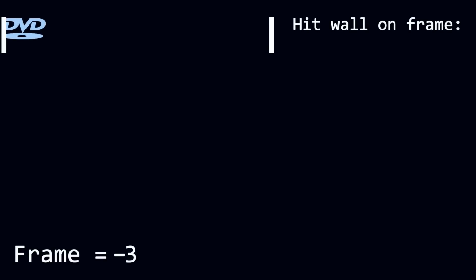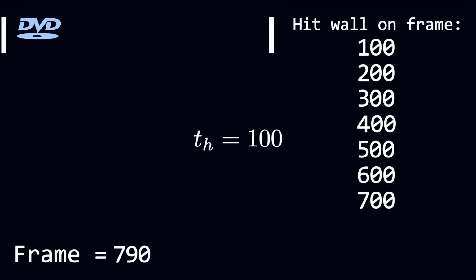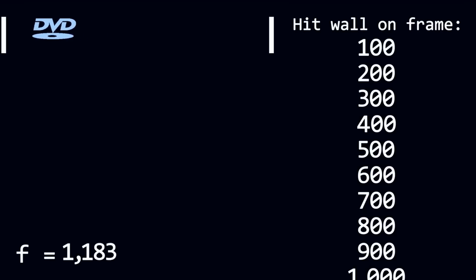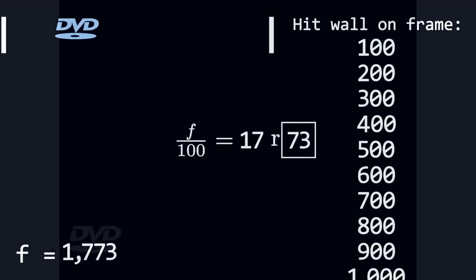One major aspect of number theory is remainders. Let's pretend we start at our left wall, and our period th is 100, meaning we hit a wall every 100 frames. And let's ask ourselves, how many frames has it been since we last hit a horizontal wall? And let's call our current frame f. If we divide f by 100 and take the remainder, this gives us the answer to our question.